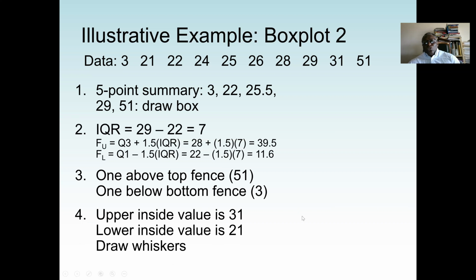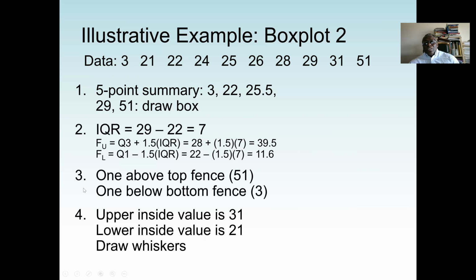Next, we're going to draw the whiskers. Here, that's why it's called a fence. It's like a boundary. Since 21 is bigger than 11.6, we are going to keep 21 as our regular value. So 3 will be an outlier.